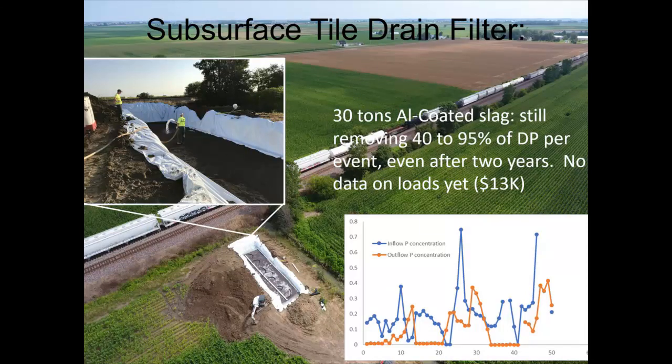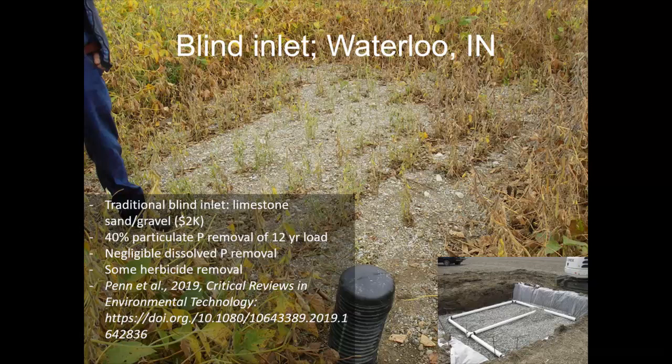Here's another tile drain structure. This one we did with Larry Brown, also with Kevin. It's got 30 tons of an aluminum-treated slag. This is buried underground. After 2 years, it's still removing 40 to 95% of dissolved P per event. We're working on gathering more current data to include loads. It costs about $13,000. So again, it's an aluminum-treated slag. It works okay for tile drain water, but not regular slag.